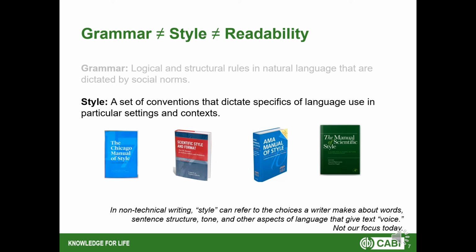In the context of what we're talking about, I do want to note that we're talking specifically about scientific writing here and technical writing. In non-technical writing, style can refer to other aspects of language where a writer makes choices about words or sentence structure or tone or other aspects of language that might give what we would call a style or a voice to a particular writer. And that's not what we're talking about today. Today, we're talking about technical and scientific style.